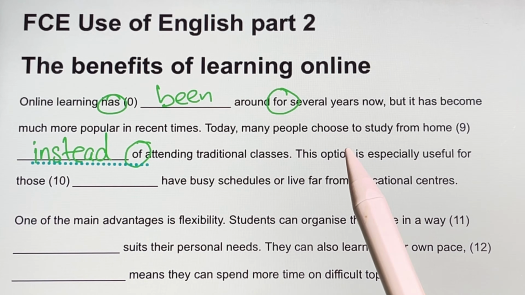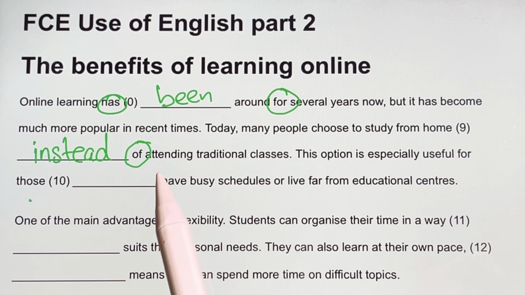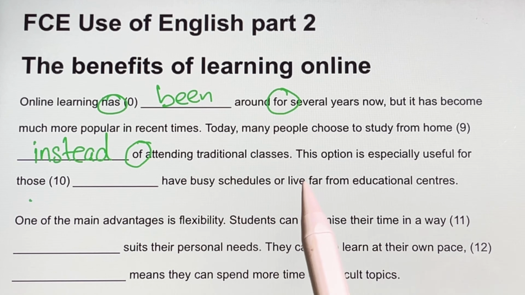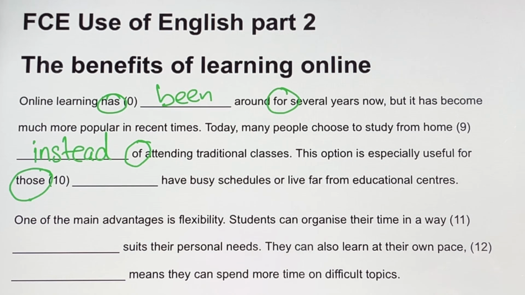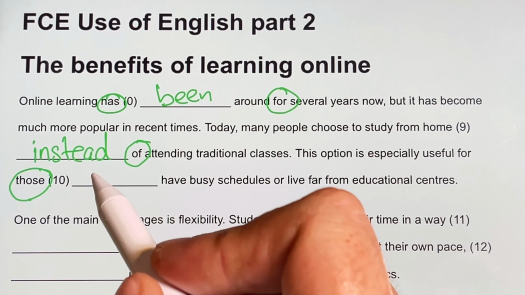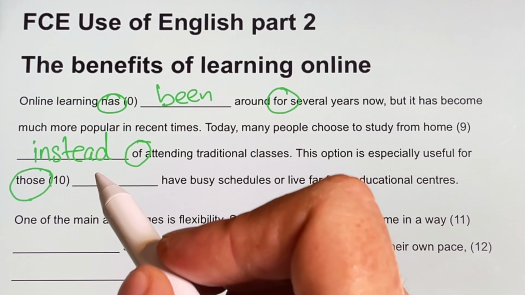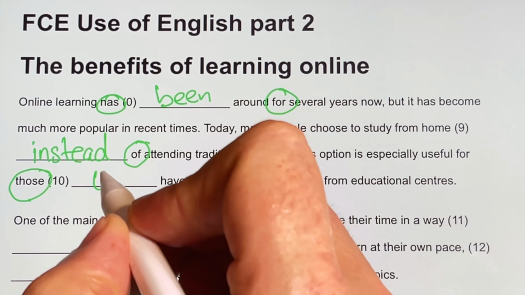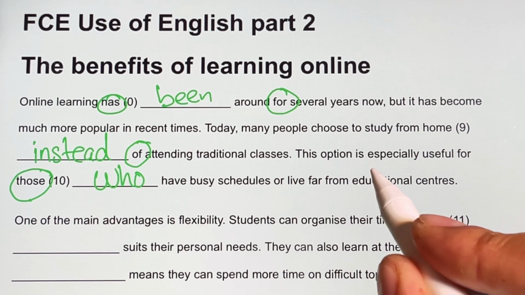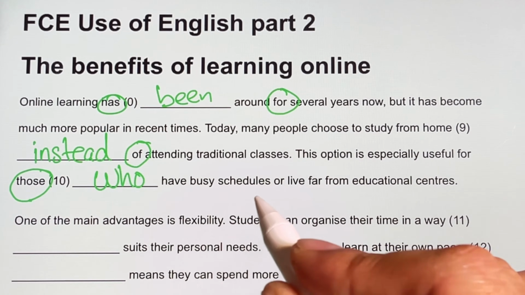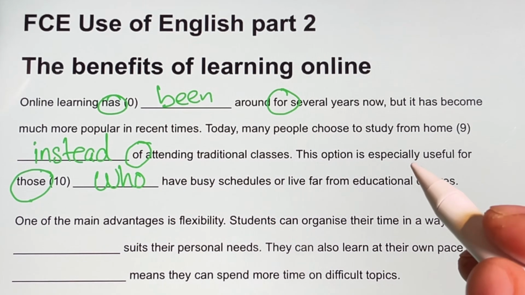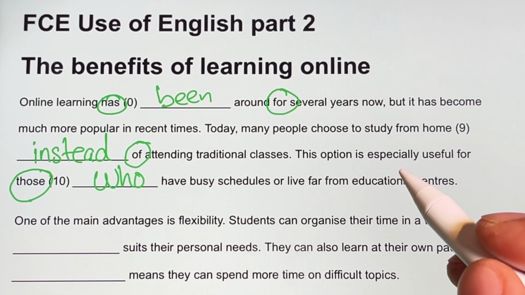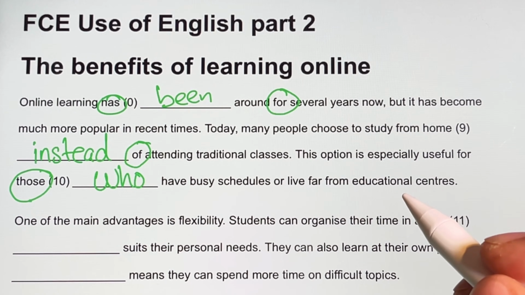This option is especially useful for those have busy schedules or live far from educational centers. Here the clue is those. So those is referring to people. We cannot use which in here because which is not for people, it's for things, okay? So here we will use who. So this option is especially useful for those who have busy schedules. Remember that when you have a paragraph, try always to go back and read and see if it makes sense, okay?